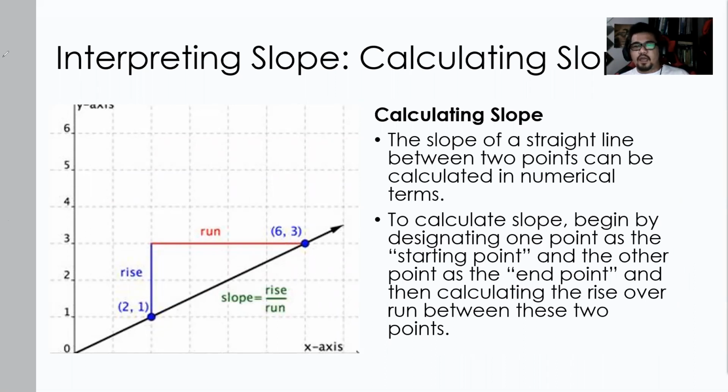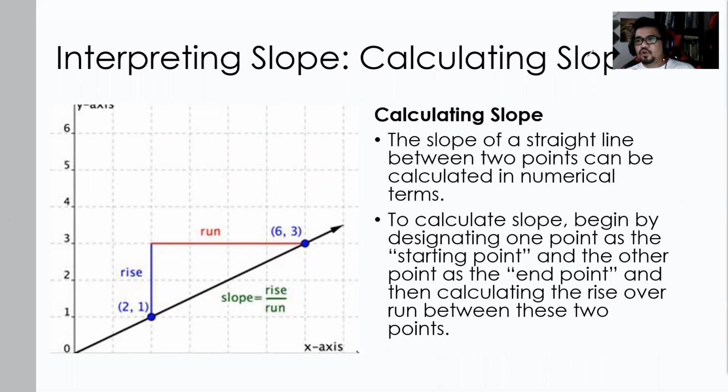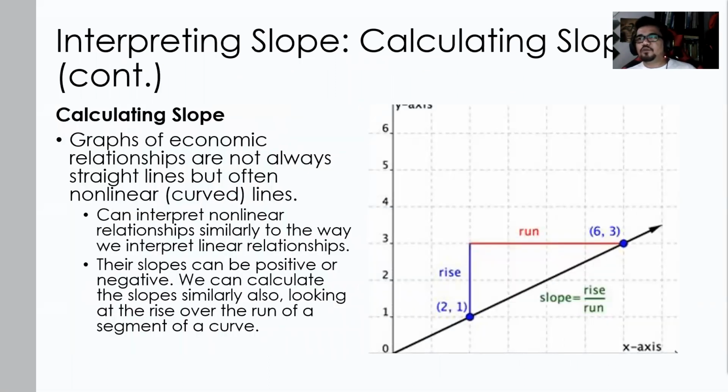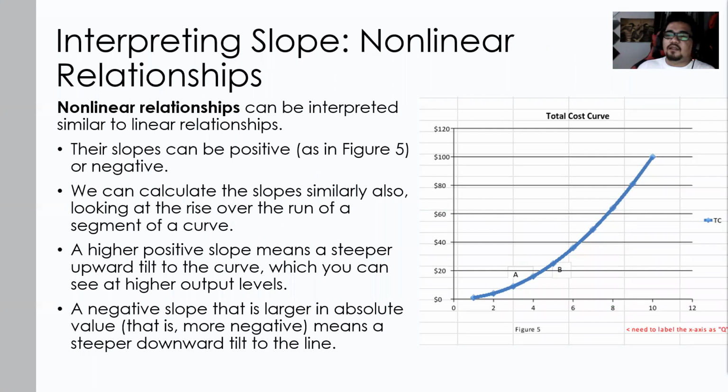And what else? Other than the calculation of slope, we also looked at interpreting the slope, a continuation. So this time, we will start discussing part 3, which is interpreting the slope on a non-linear relationship. When you say non-linear relationship, it can be interpreted similar to a linear relationship. However, its slope can be positive, as in this figure, or negative. We can also calculate the slope similarly, by looking at the rise and the run of the segment.